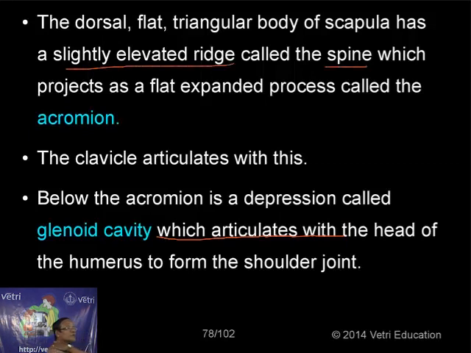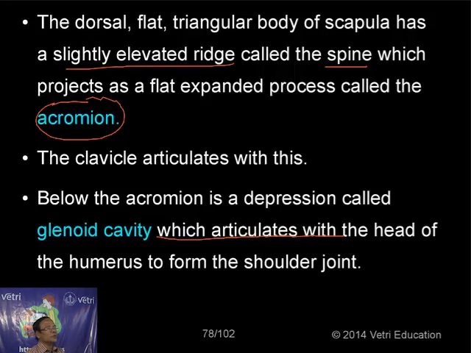You can find it very easily by touching the back. And this projects as a flat process towards the outer end, known as the acromion process. So the clavicle articulates with this one here, and at the other end it articulates with the sternum. And below the acromion process we have a cavity, a socket, known as the glenoid cavity. The head of the humerus articulates with the cavity formed by the scapula. The name of the cavity is called glenoid cavity.